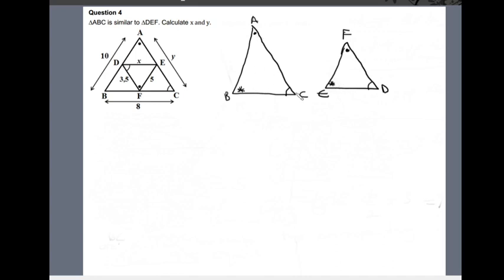So the corresponding angles are equal. We see that angle A is equal to angle F, angle C is equal to angle D, and then automatically angle B is equal to angle E.